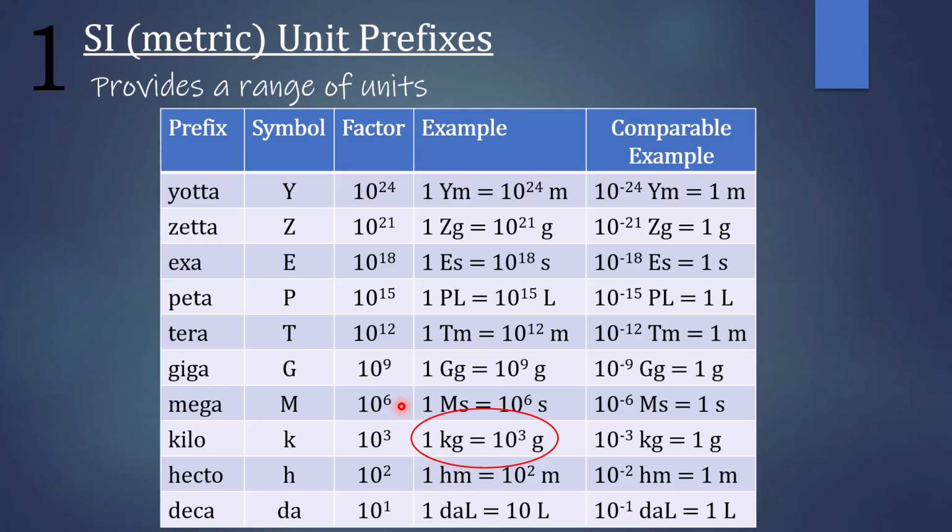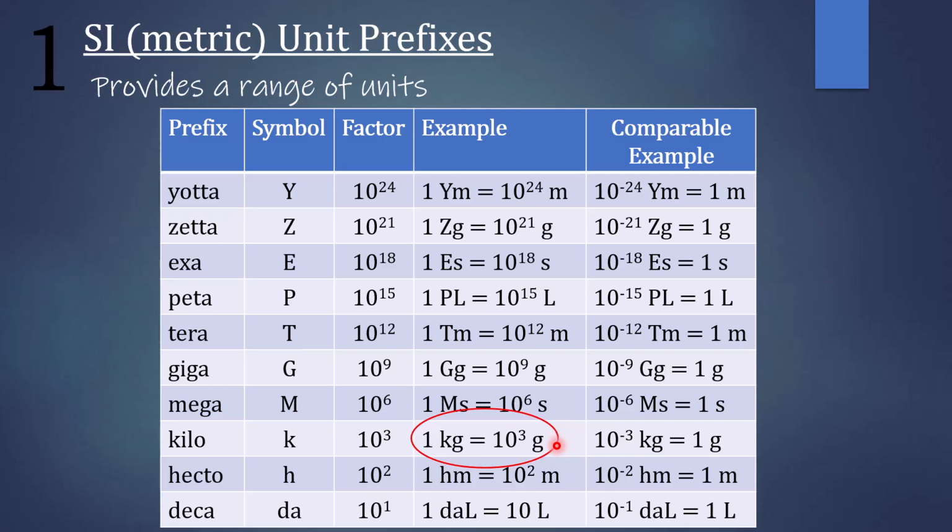For instance, let's just go up one step to mega. Well, the factor is 10 to the 6. 1 megasecond is equal to 10 to the 6 seconds, or 10 to the 6 of the base unit, my base unit is seconds, is equal to 1 megasecond. All right, so these factors here are really telling me how many of the base unit are in that particular prefix. Now, notice here, this particular example used grams, this particular example used seconds.